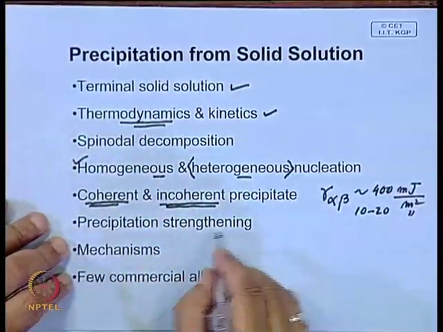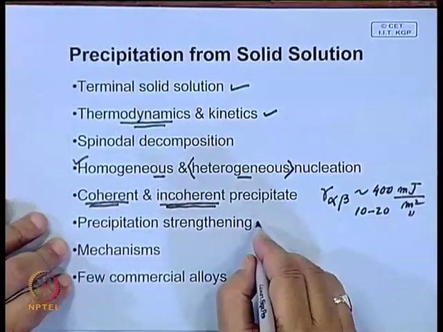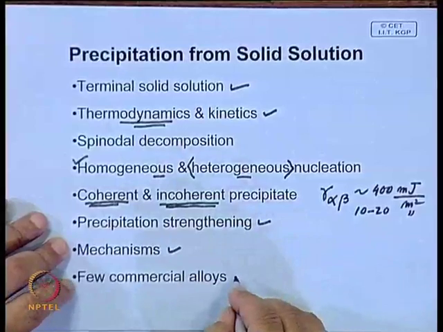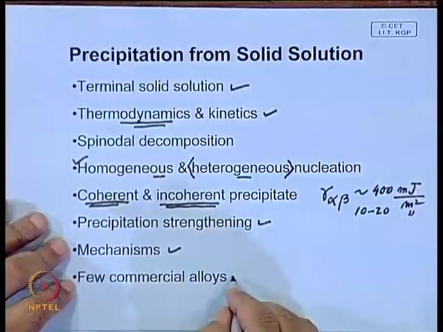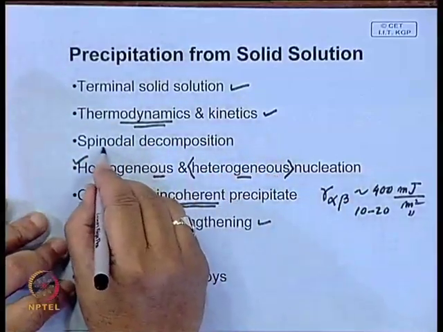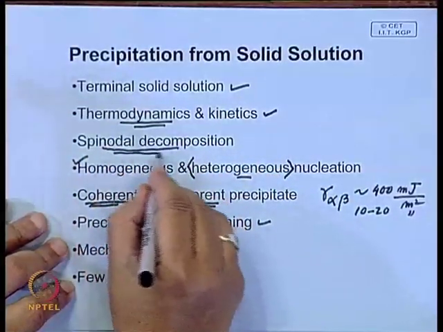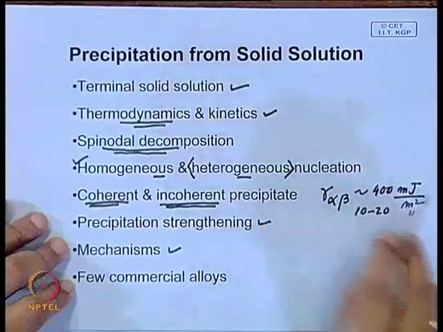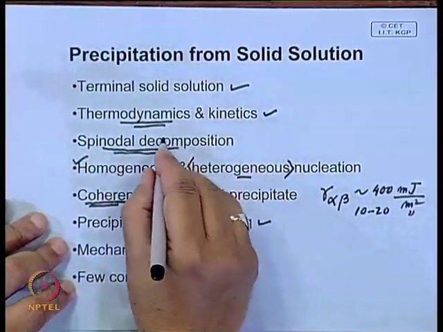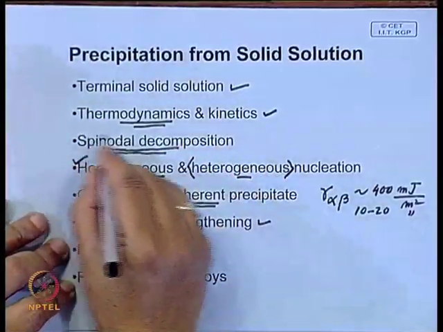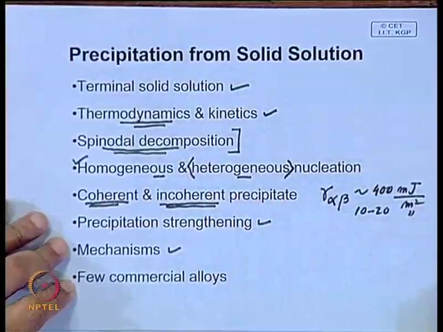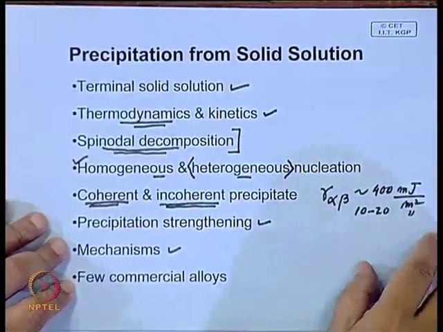And today we will look at precipitation hardening, the mechanism of precipitation hardening, and we will talk about a few commercial alloys, and we will learn about spinodal decomposition. This is also a technique by which, in certain alloy systems, precipitation can take place through a process where you are likely to get uniform precipitate in the matrix.